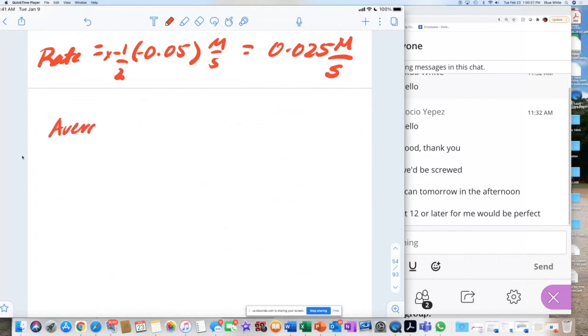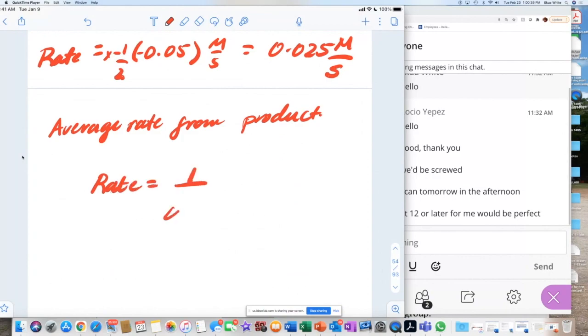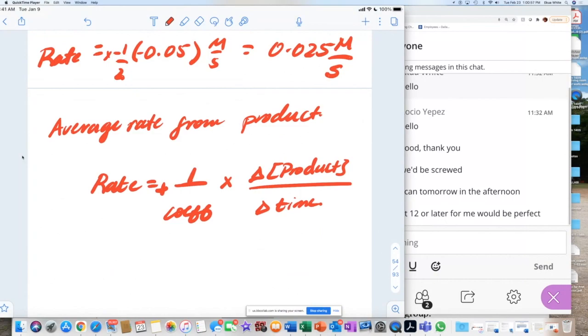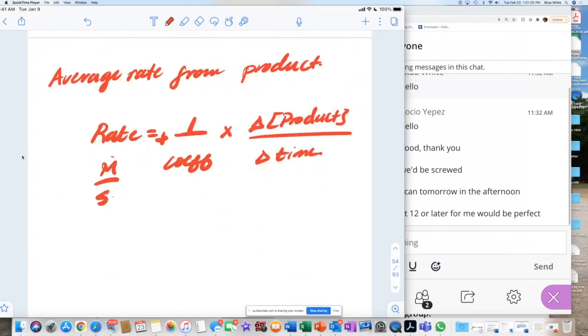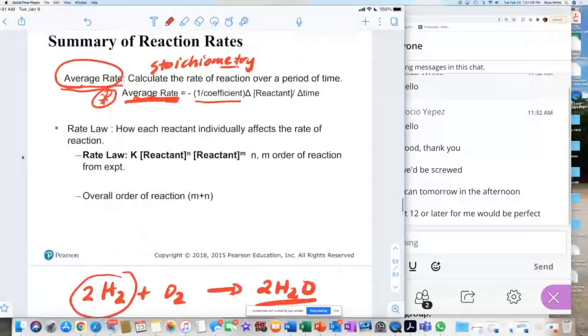So average rate from product, your equation will be very similar, but it'll be rate equal to 1 over coefficient. This time you will not put negative here, you leave it as positive, and then times change in product concentration over change in time. Okay, this part will be positive. That's the difference. And they have to give you the two numbers again for the product, the two numbers for time. You work it out, you get rate. Your answer should be unit M over S, right? So we just kind of summarize this part here.